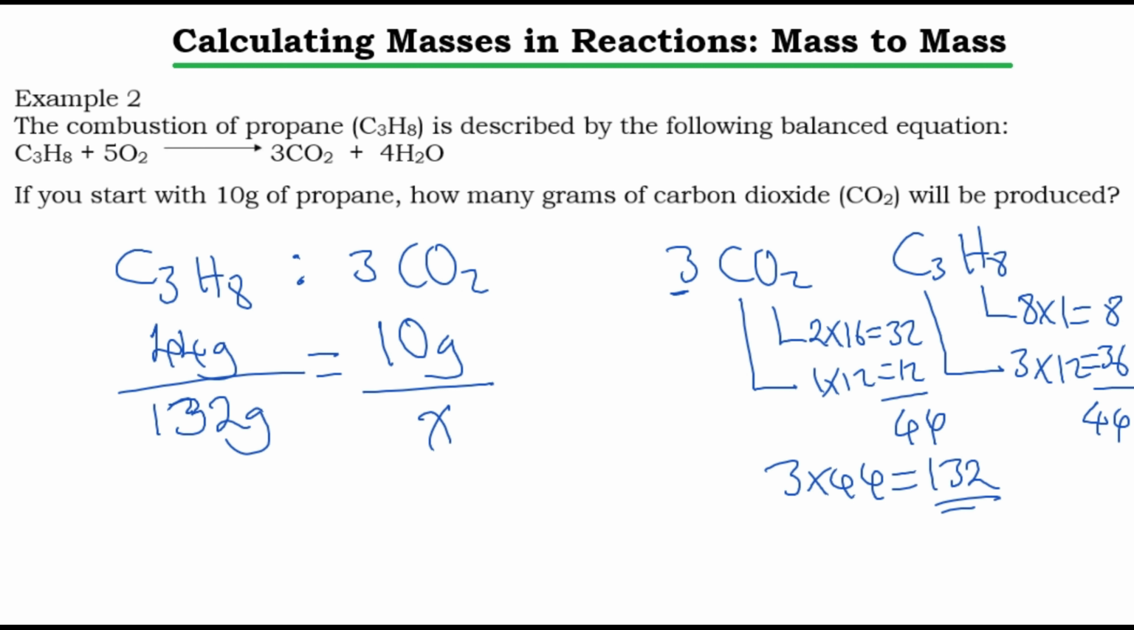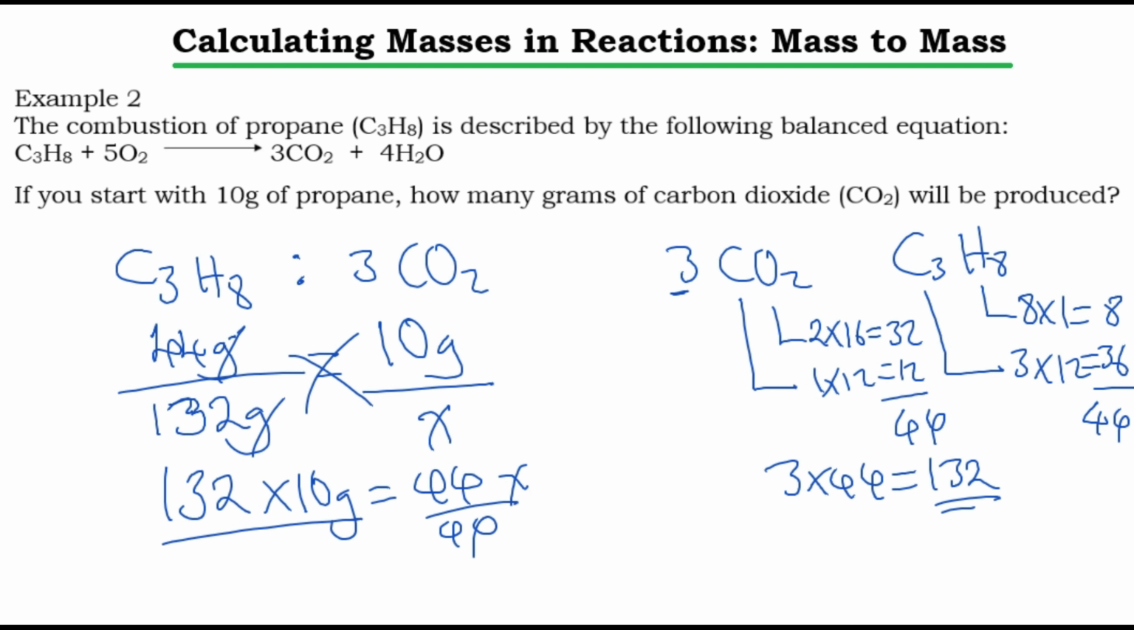Okay, so let's solve for X. The grams get cancelled. You cross multiply. You have 132 multiplied by 10 grams is equal to 44 multiplied by X, divided by 44 on both sides. X is equal to 30 grams. So if you punch it in your calculator, you find that X is equal to 30 grams.